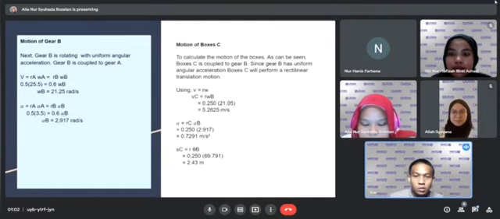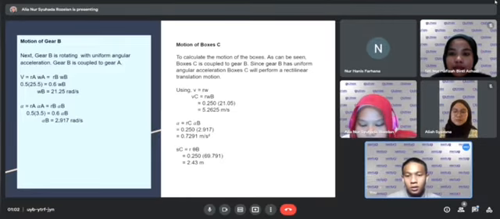Motion of box C. To calculate the motion of the box, as can be seen, box C is coupled to gear B. Since gear B has uniform angular acceleration, box C will perform a rectilinear translation motion. Using velocity equal to R omega, velocity C equals RC omega B equals 0.250 times 21.05. We get 5.2625 meter per second.